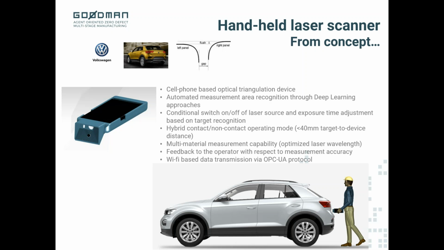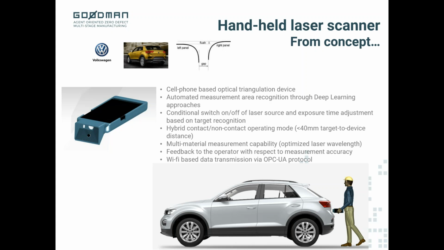What we came up with is a cell phone-based optical triangulation device. This device allows to perform an automated measurement by recognizing in an automated way the area where the system is measuring. This is done through a deep learning approach. The laser can also conditionally switch on and off, and the exposure time can be adjusted based on the target recognition, so based on the area recognized by the system.